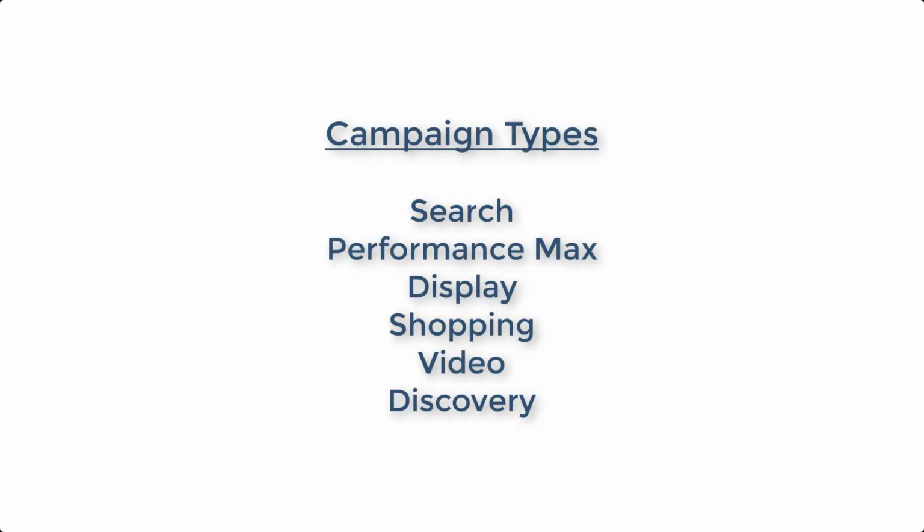Depending on what objective you chose, you might see 1 or more of the following options for campaign type. Search. Performance Max, which is a highly automated option for running ads through all channels Google offers. Display, which shows ads next to articles and other web and app content. Shopping, which is for products for sale. Video, and Discovery, which shows ads in feeds on YouTube and in the Google Search app.